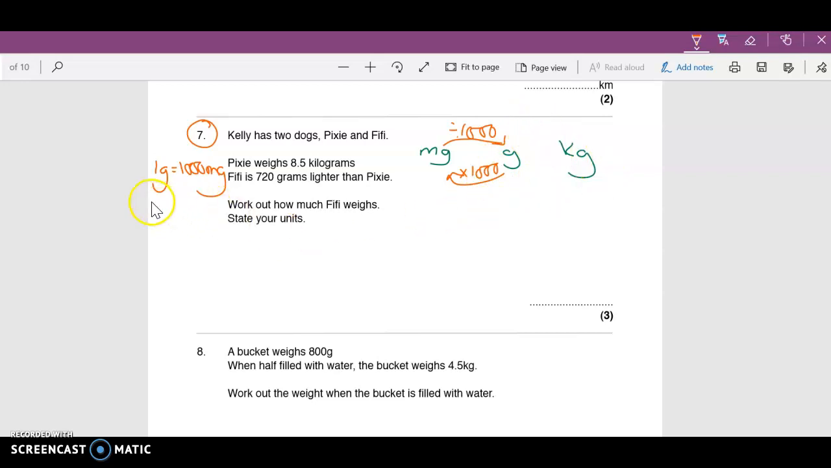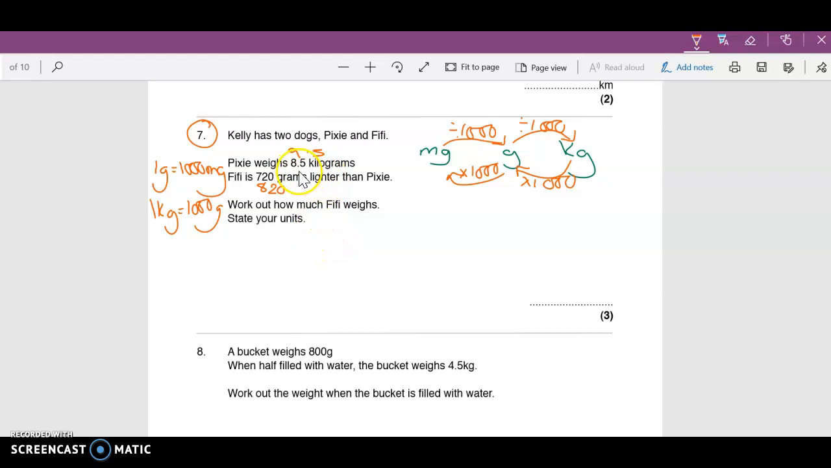And then finally 1 kilogram is 1,000 grams. So it's a repeat again: divide by 1,000, times by 1,000. So let me do a conversion here. Let's say I have 2 people and I need to work out the weight of someone. Pixie is 9.5 kilograms and Fifi is 820 grams lighter. Work out the weight of Fifi.